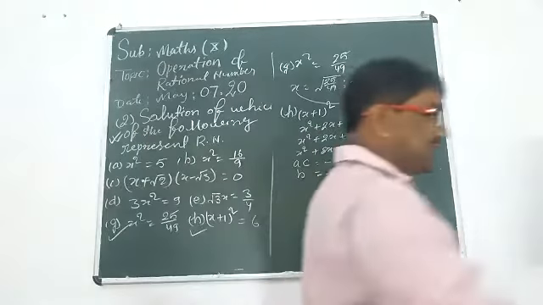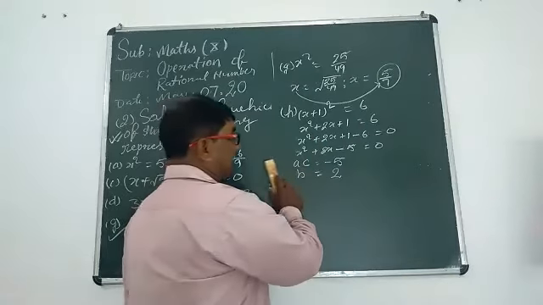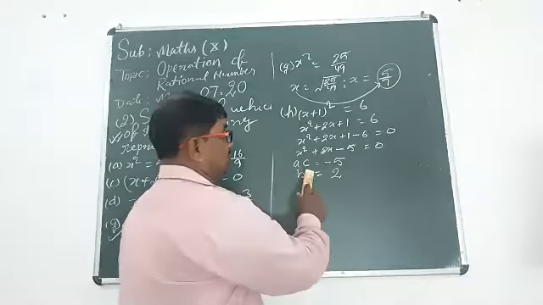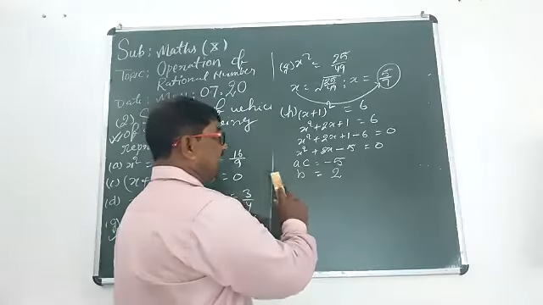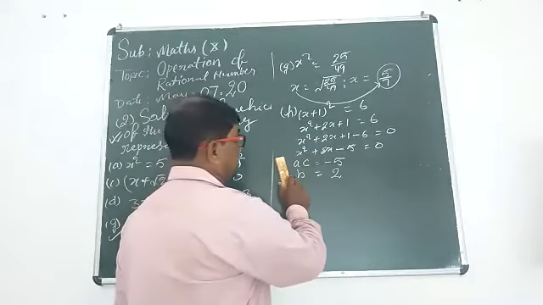Suppose that you are not able to think this, then you can go in completing a square also. For this solution, in completing a square, how we can solve the value of x?